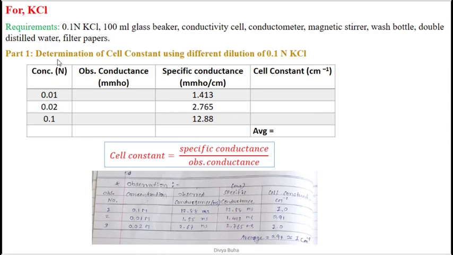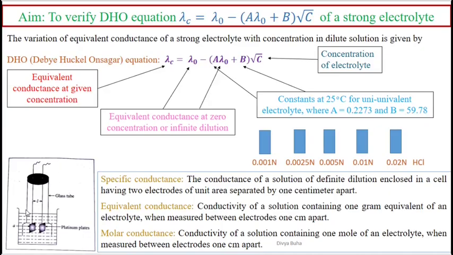Part one is the determination of cell constant using dilution of 0.1 normal KCl. Over here you have to take different diluted solutions of 0.1 normal KCl, and you have to find out the cell constant. Now we know that cell constant equals L upon A. Over here L is the distance between these two platinum plates, and A is the cross-sectional area of the plate. Again I am repeating, cell constant equals L upon A.